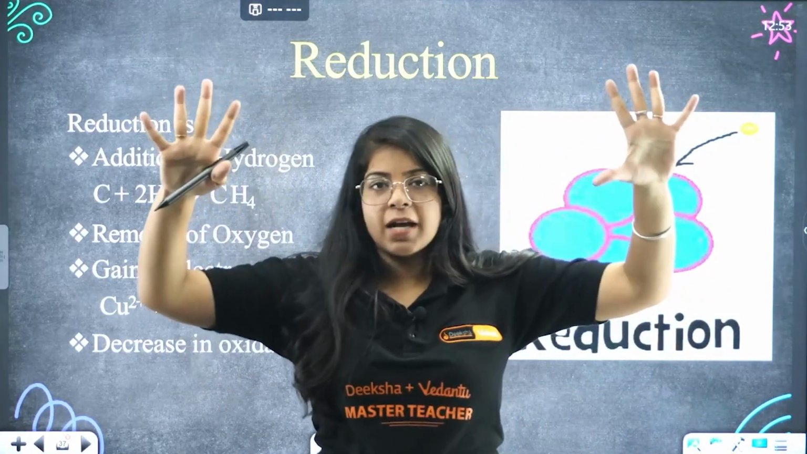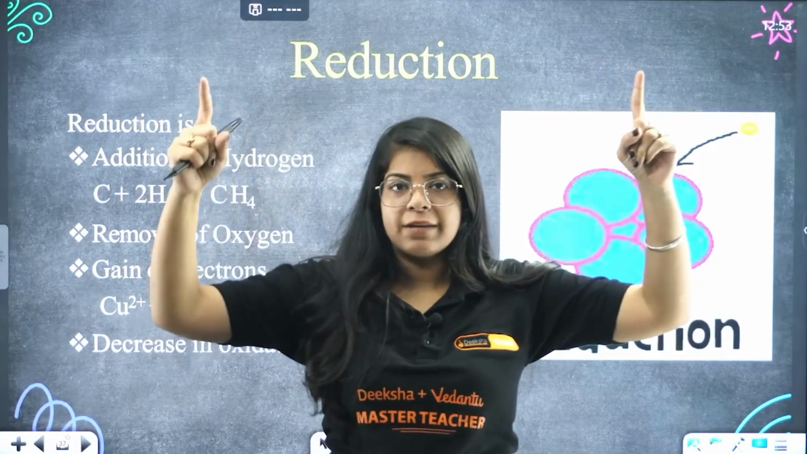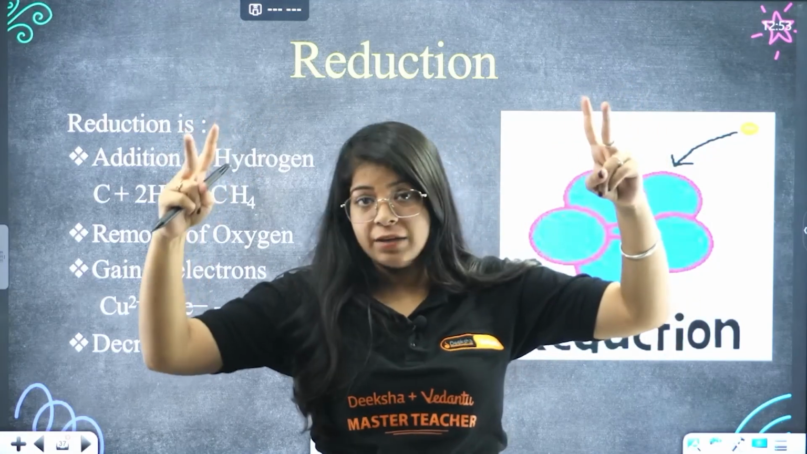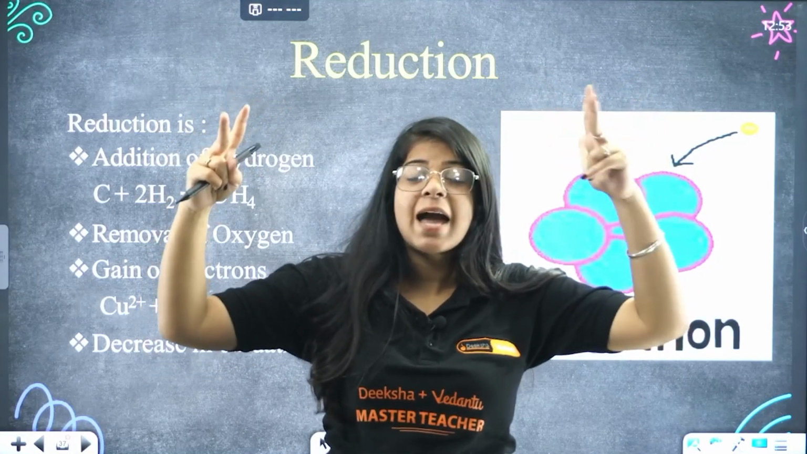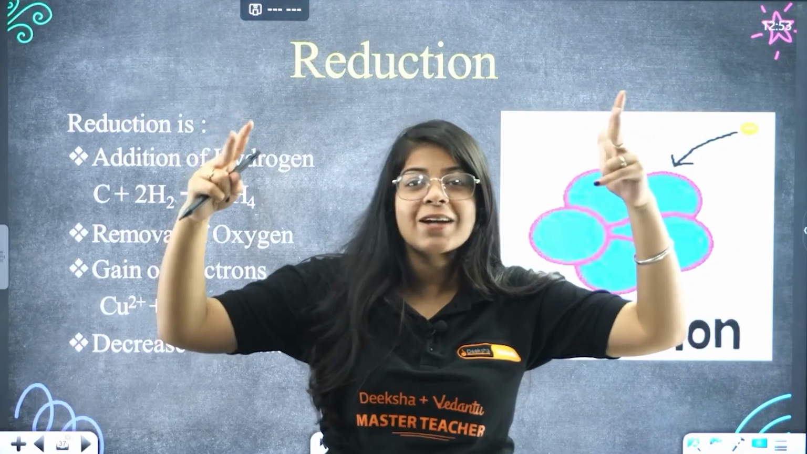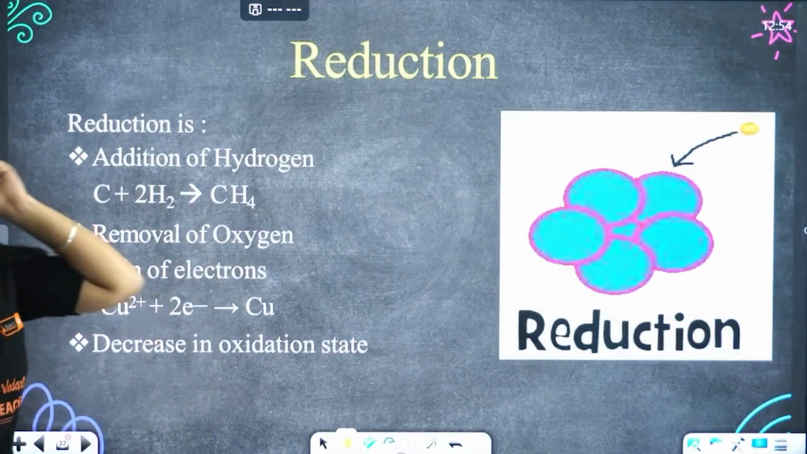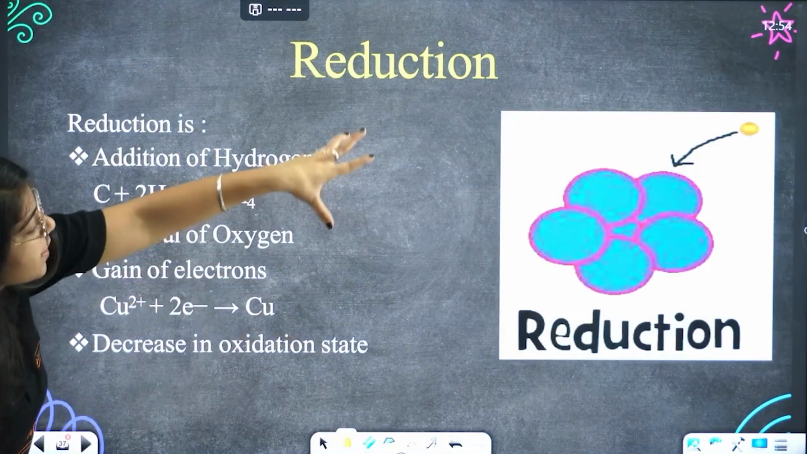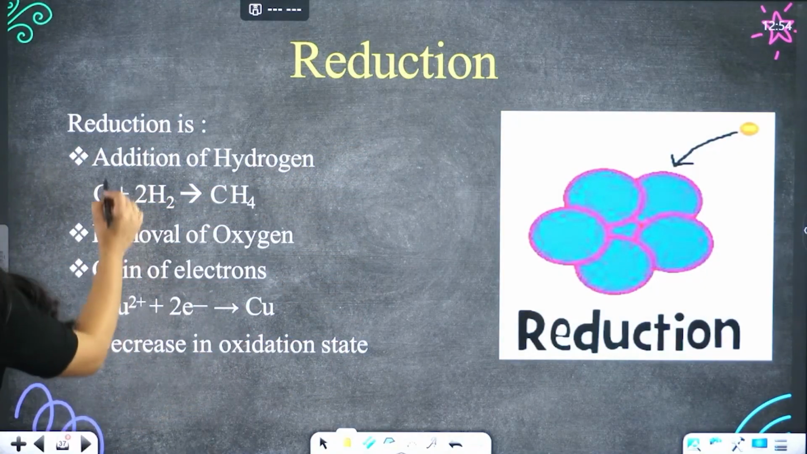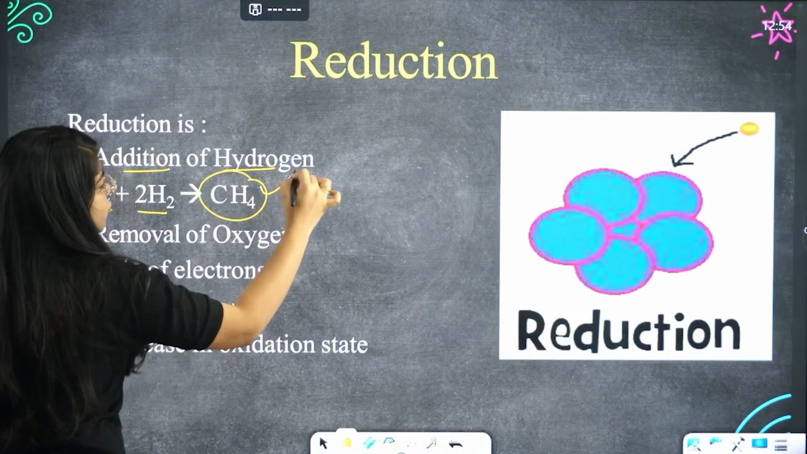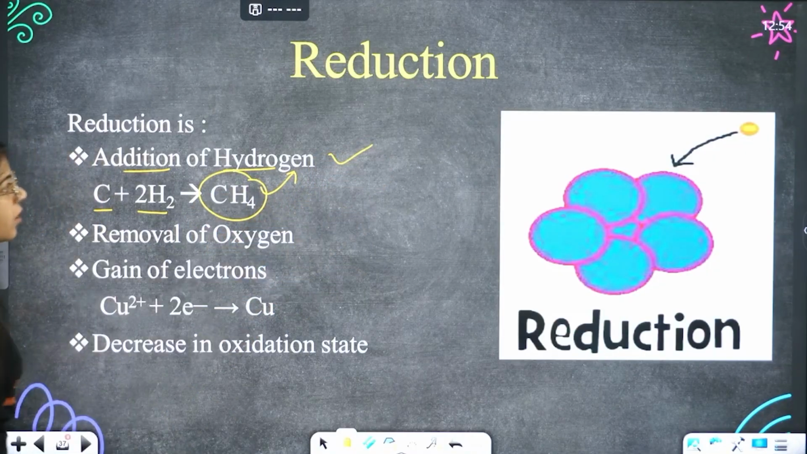Oxidation, reduction. Losing electrons, gaining electrons. Okay? Adding oxygen, adding hydrogen, losing hydrogen, gaining hydrogen. Okay, I will write it down, don't worry. So reduction is when electrons are added. So addition of hydrogen, C plus 2H2 gives CH4, hydrogen is added, that is reduction.